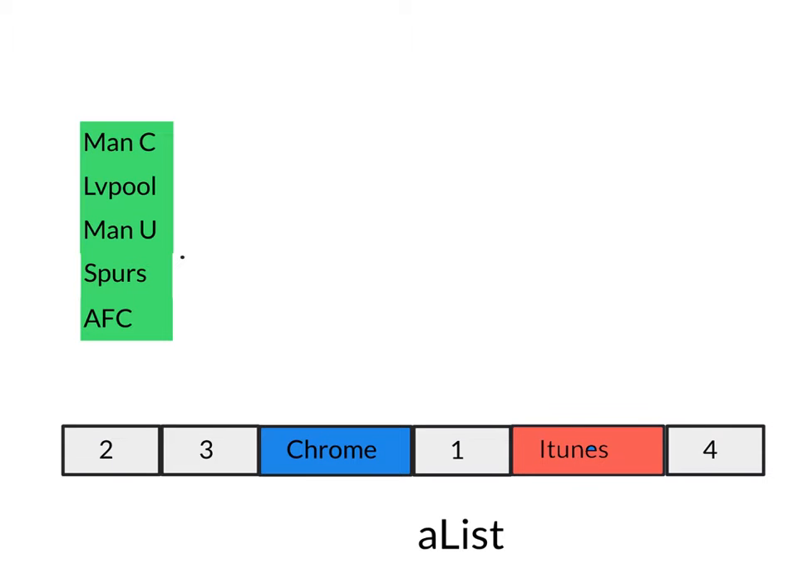Today I want to talk to you a bit about lists. Now lists are very similar to arrays. As you can see here, I have got a list called a list, original name, and this again can hold 4 pieces of data. As again, 1, 2, 3, 4.